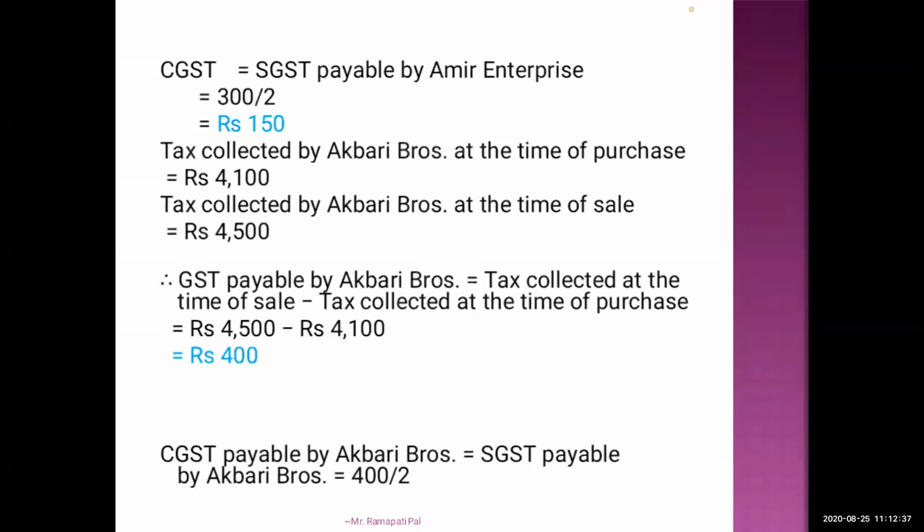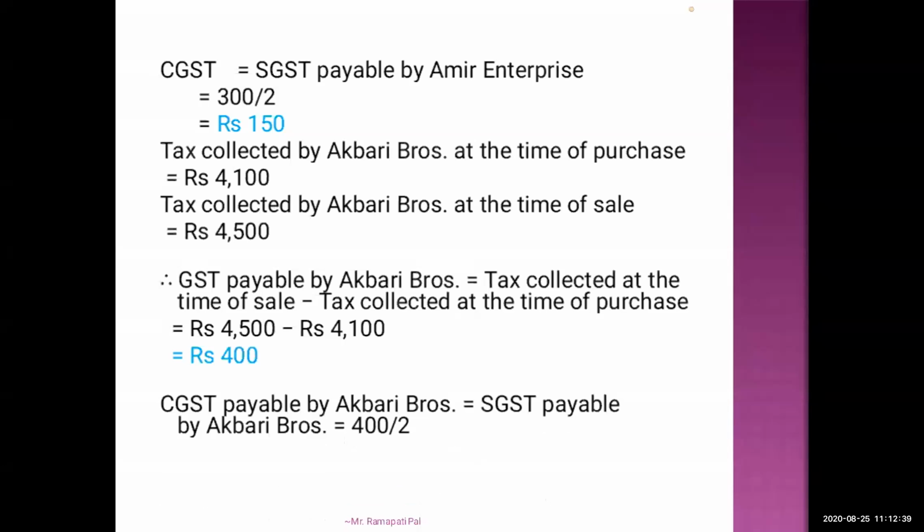Correct? So CGST payable by Akbari brothers is equal to SGST payable by the Akbari brothers is equal to 400 upon 2. We know that CGST is equal to SGST. Okay, that is 200 rupees. So Akbari brothers paid 200 rupees to the state government in the form of tax, and to the central government in the form of tax. Correct?